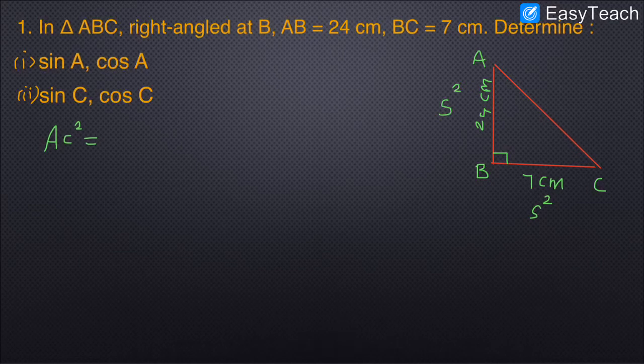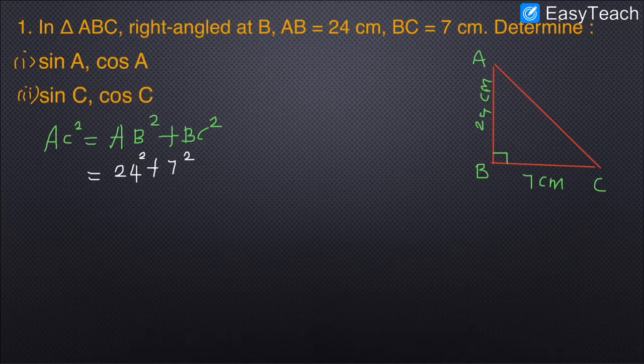So h square, this is h square. We know that the hypotenuse is always opposite side of the 90 degree, right? So this is the hypotenuse. So AC square equals AB square plus BC square. The next step, let me substitute the value for AB, 24, plus BC, 7 centimeter, square. So 24 square is 576 plus 7 square is 49. If you add these two, I get the answer 625.